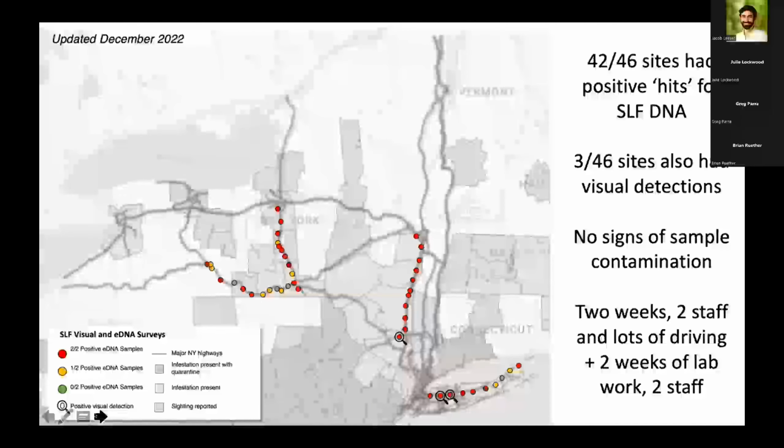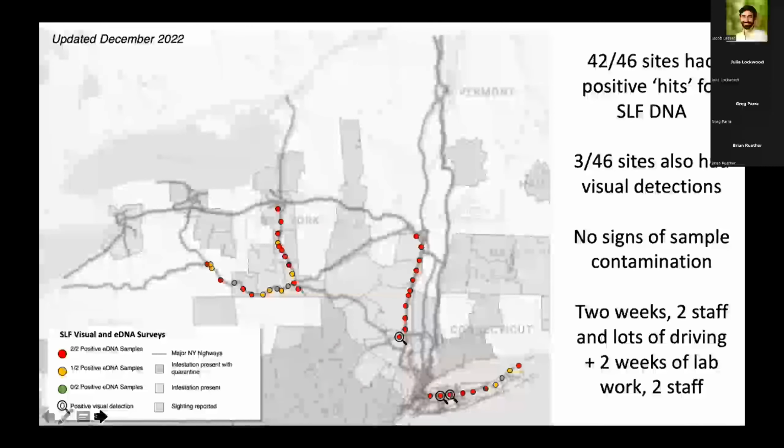Same basic story going from Bath up to Binghamton, but I'll note that there was a part of that route where they were getting some sightings from the state, but they hadn't really gotten a ton of them. But our SLF information would suggest that they're very, very clearly already established in that area.